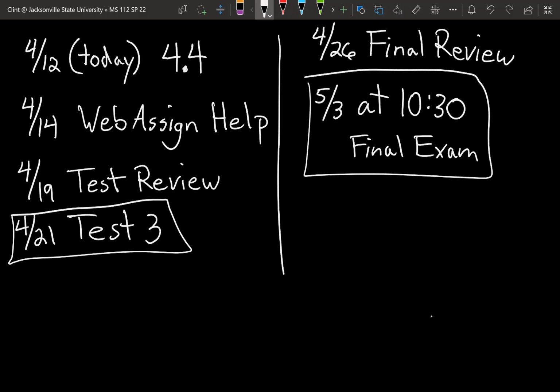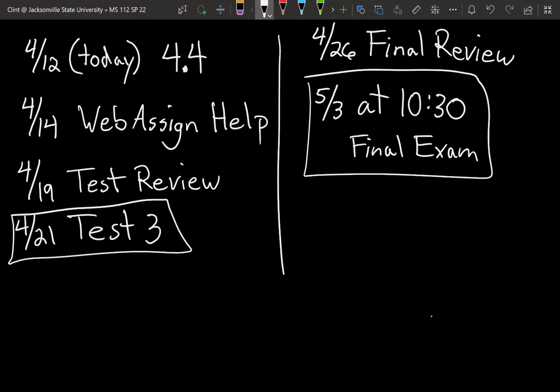So there's our schedule for the rest of the semester. Okay. So the 414, that's like what we did a couple weeks ago, where you just come to class and I'm here to help. Yep. Help get you caught up if you're stuck on anything or anything like that.